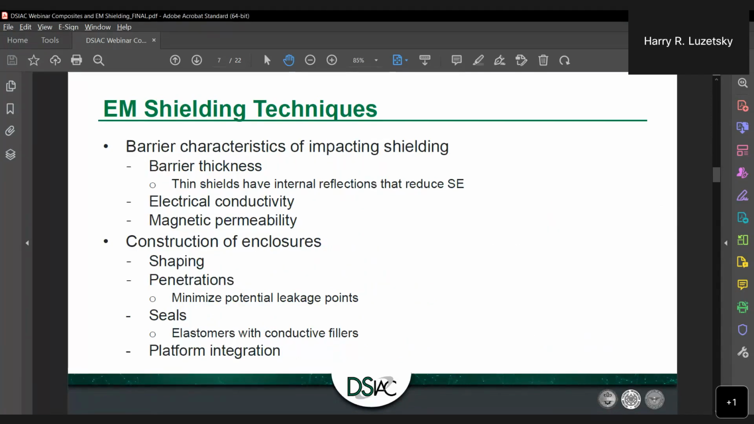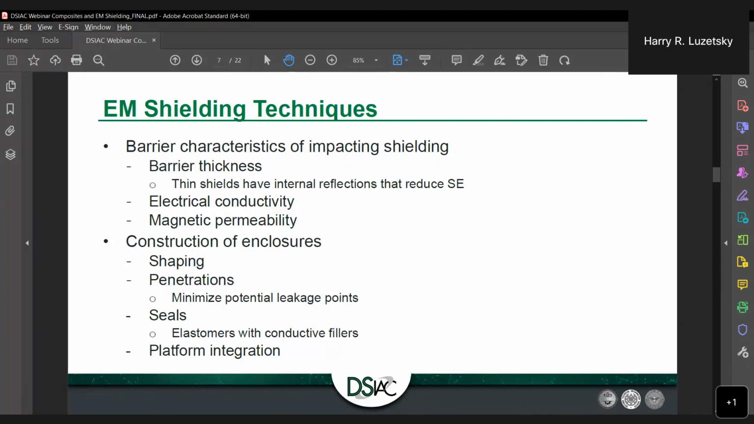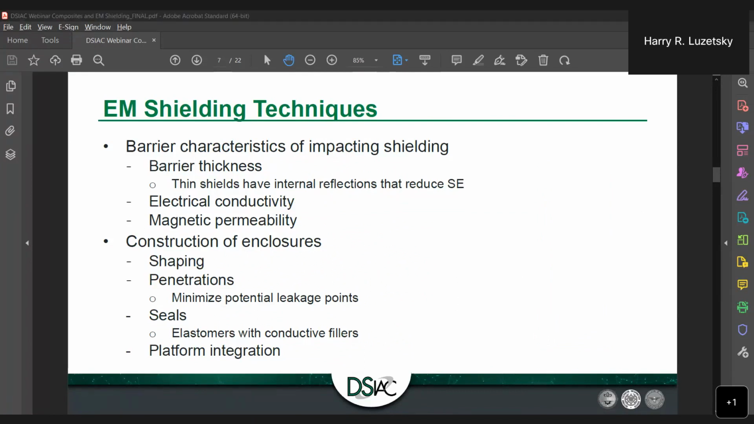So the barrier characteristics for impacting shielding are barrier thickness, electrical conductivity, and the magnetic permeability. And then in addition to that, you also have the construction of the enclosures. That can be shaping, and penetrations actually turn out to be something that is very critical. You have to make sure that the container in which the electronics are housed is sealed. Otherwise, you can actually get leakage, and no matter what your material is, if you have holes or penetrations within there, you can actually lose the effectiveness of the shielding.